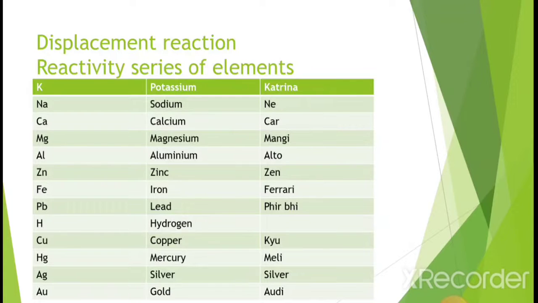So here is the reactivity series of elements: potassium, sodium, calcium, magnesium, aluminum, zinc, iron, lead, hydrogen, copper, mercury, silver, gold. You have to learn this order-wise, not up and down.